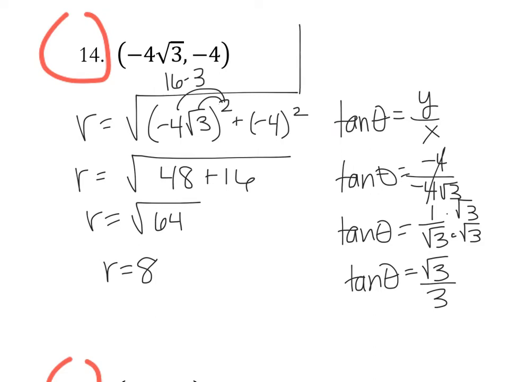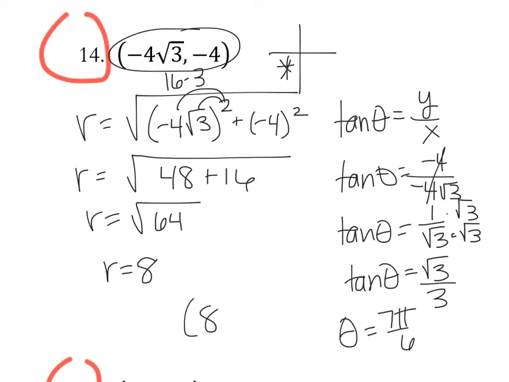And then again, I need to look at what quadrant the original point was in. That rectangular point would be in the third quadrant because it's left and down. So I need to make sure I'm picking from the third quadrant which one has an answer of radical 3 over 3, and that's going to be 7 pi over 6. So my answer is 8 comma 7 pi over 6.